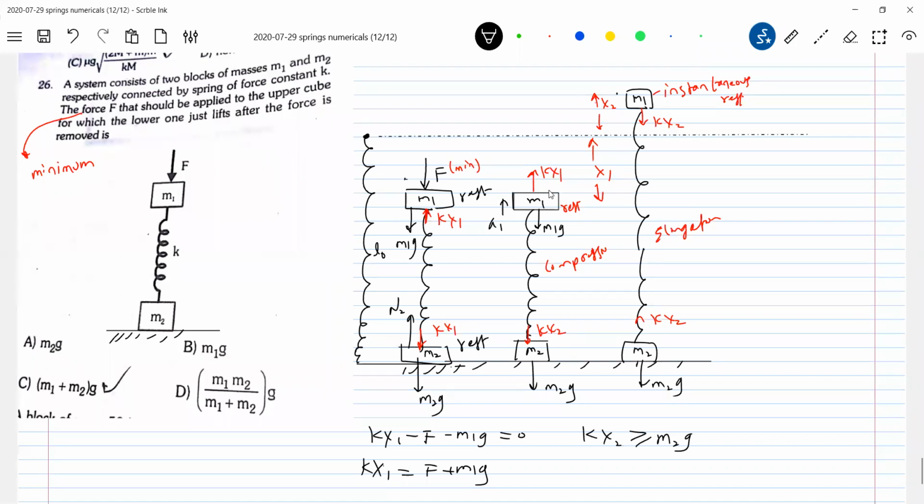So what is the energy stored in the spring? kx1 square by 2. The energy stored in the spring here is kx1 square by 2. What happened to this energy? A part of this energy is converted into an increase in gravitational potential energy and also elastic potential energy. So applying conservation of mechanical energy, kx1 square by 2 should be equal to kx2 square by 2 plus mg(x1 plus x2).